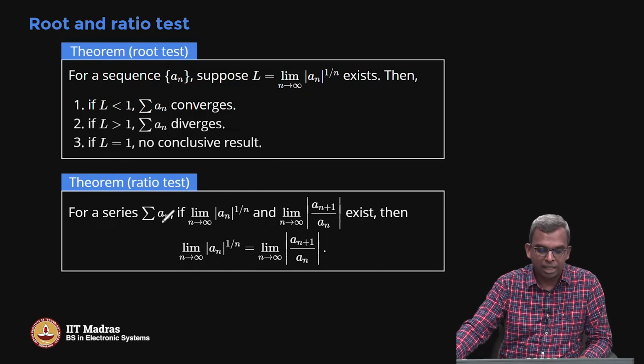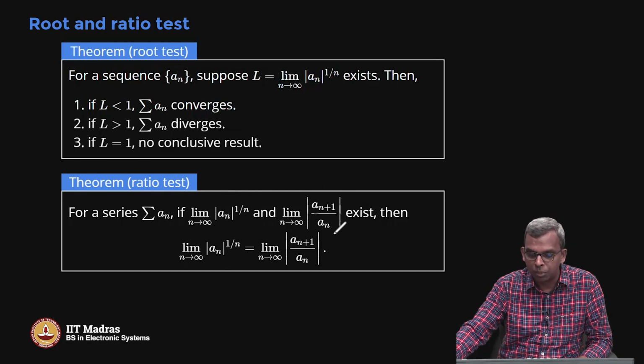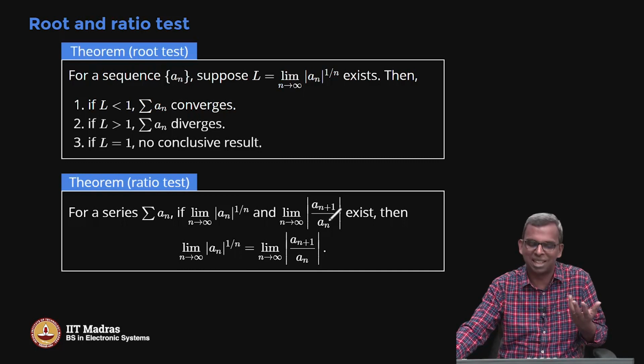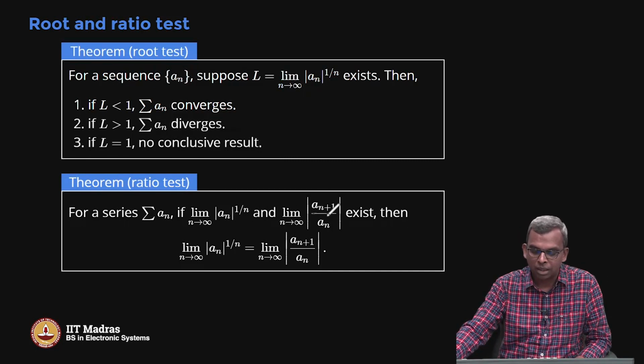So if you have a series a_n, suppose these two limits exist. What are these two limits? This is our old limit from the root test, the nth root of the absolute value of a_n. This is the ratio, the absolute value of a_{n+1} divided by a_n. Ratios are much easier to handle in limits than powers, so that's why ratios are very easy. If both these limits exist, they have to be the same.